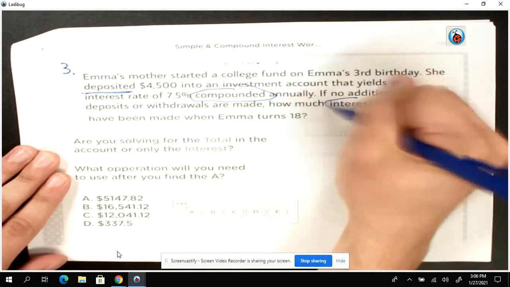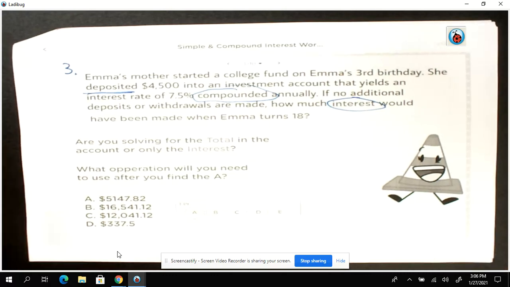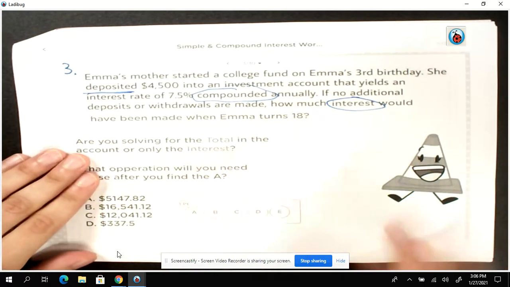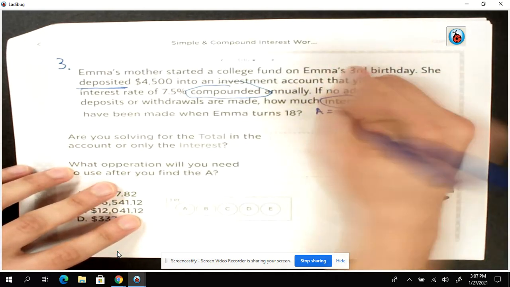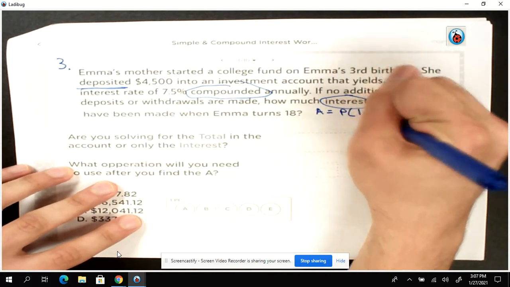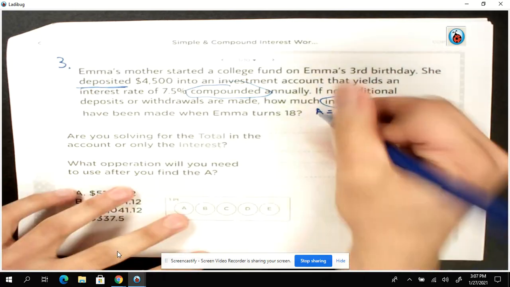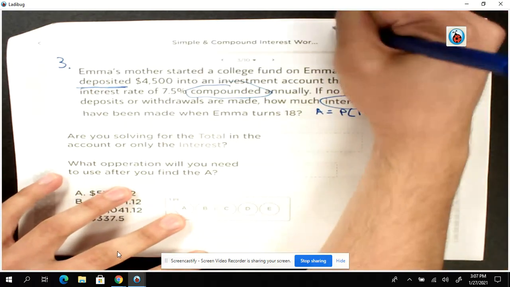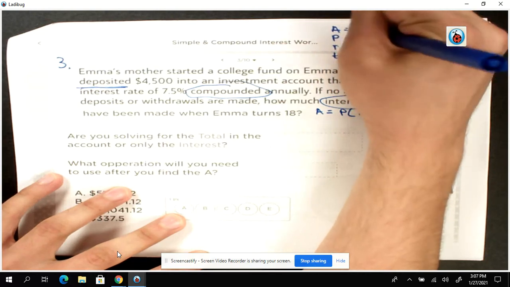Okay, so how much interest? Okay, so it looks like we're dealing with one scenario, and we're dealing with compounded. So I'm going to go ahead and write in A equals P times 1 plus R to the T. All right, of course, we're looking for A. So we have A, P, R, T. A is what we're looking for.